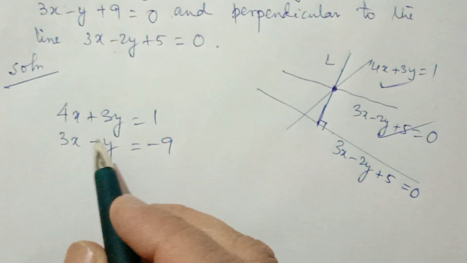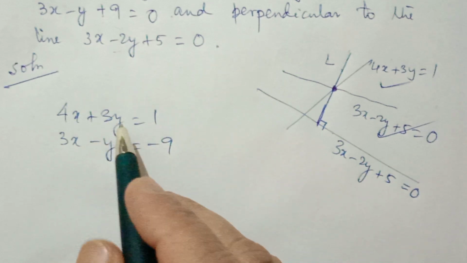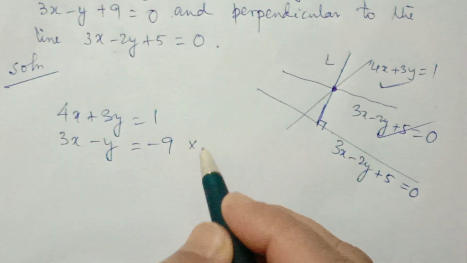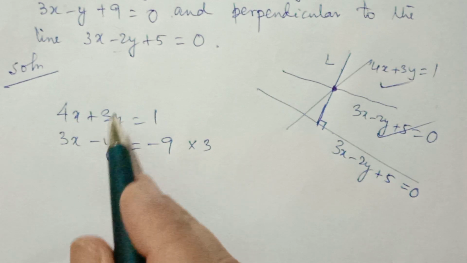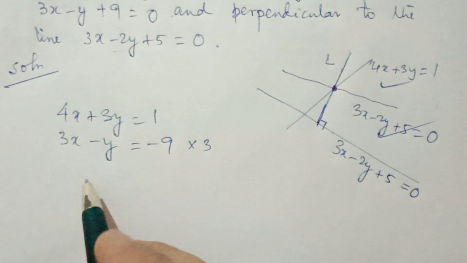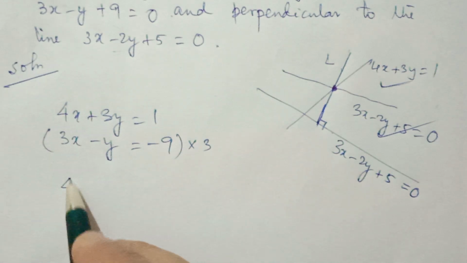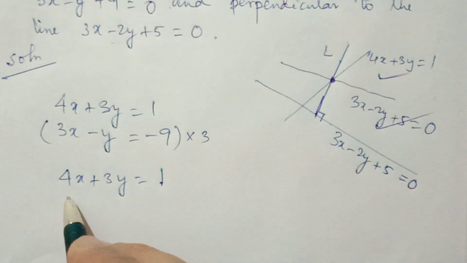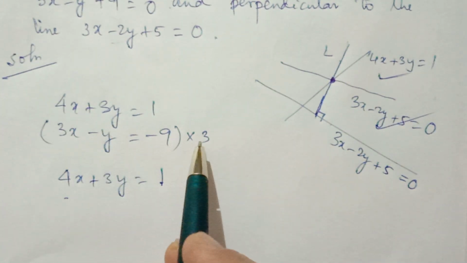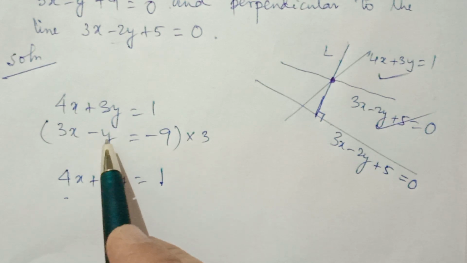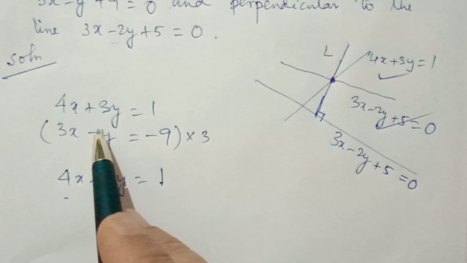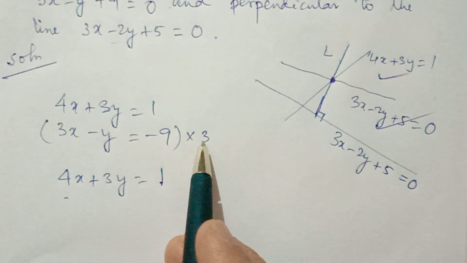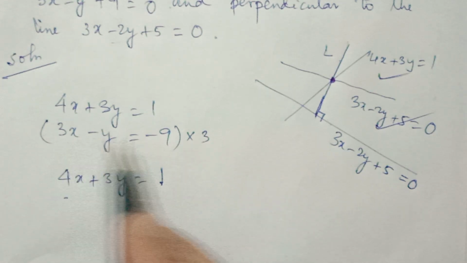Now you have various methods of solving. So here we can equate the coefficient of y. Here 3, here minus 1. So we can multiply this with 3. Then here also minus 3 will come. Then they can be cancelled or eliminated. Okay. So then we'll write this equation with the same coefficient of y. That means it should be multiplied with 3 because here 1 is there. 1 into 3 is 3.